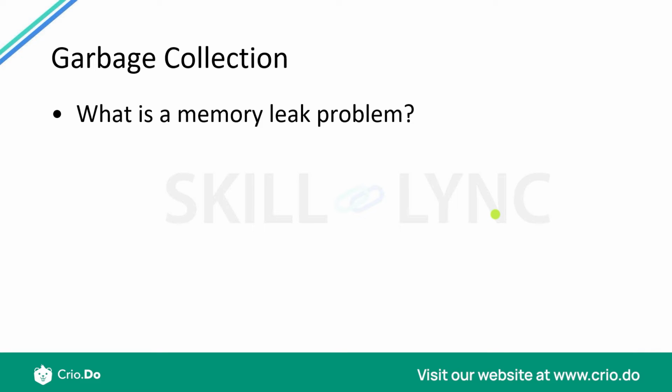Now, remember that there are two types of objects in a particular heap memory. One is referenced and one is unreferenced. Referenced objects are those that still have active references within your particular application, whereas unreferenced objects are those that do not have any active references.